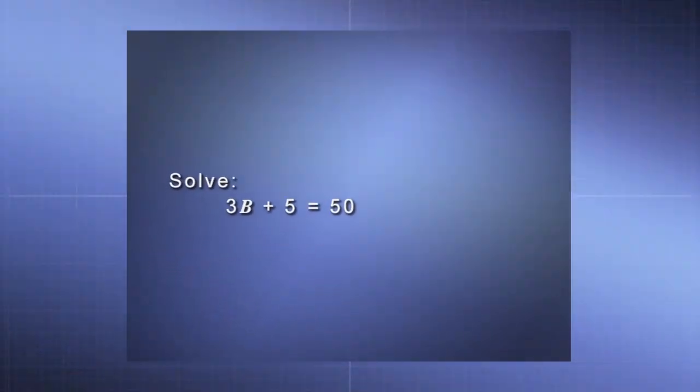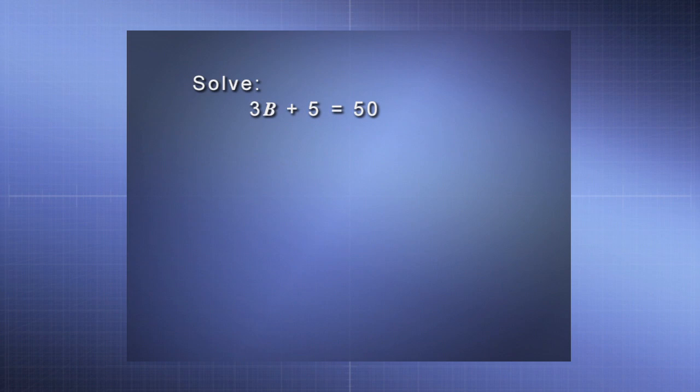So let's get B by itself. How would I do so? Well, the first thing I'm going to do is get rid of that 5, that plus 5 on the left-hand side. And how do I get rid of a plus 5? I subtract 5. But I have to make sure I do it on both sides in order to balance everything out. When I do that, the left-hand side becomes 3B. The right-hand side is 50 minus 5, which is just 45. And my equation is now 3B equals 45.